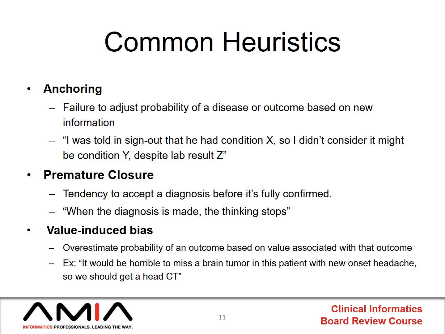And so the error tends to go like this: you were told in sign out that the patient had a specific condition, that they have a viral infection and not a pneumonia. And therefore, even when the patient started to decompensate and require additional oxygen, you didn't consider that it might be pneumonia because it wasn't in the handoff. You had already anchored on the diagnosis and therefore were unable to assimilate the new information.